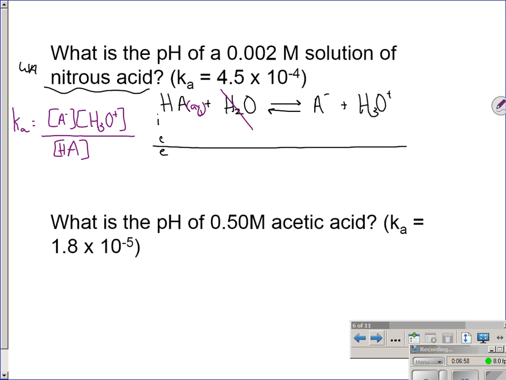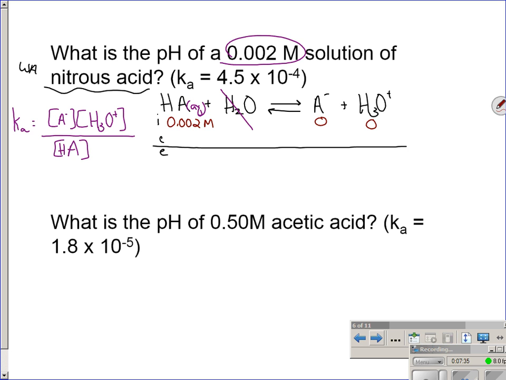And it says we have a solution that is 0.002 molar nitrous acid. That is the initial concentration of the acid, 0.002 molar. Now, typically when we do stoichiometry, we have to put moles in the chart, but here we can use molarity because the law of mass action requires molarity. So we know that in the beginning we have zeros here. We don't know what the equilibrium concentrations are going to be.